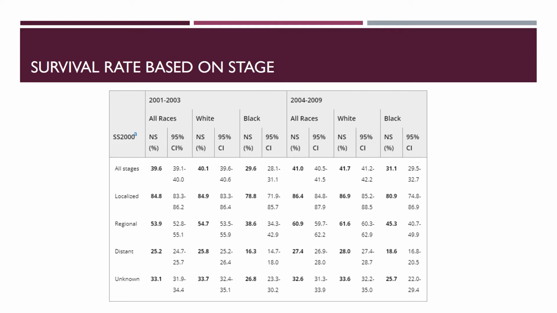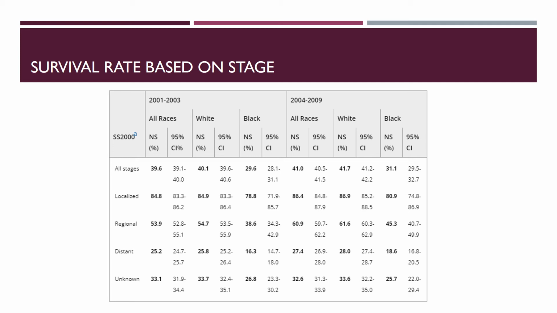So this study shows that there is an enormous disparity in Black women as opposed to white women. They had a lower survival rate compared to white women for each stage of cancer. So we have localized, regional, distant, and then unknown. And for each stage, they had at least a 10% decrease in the chance that they're going to survive 5 years after being diagnosed.